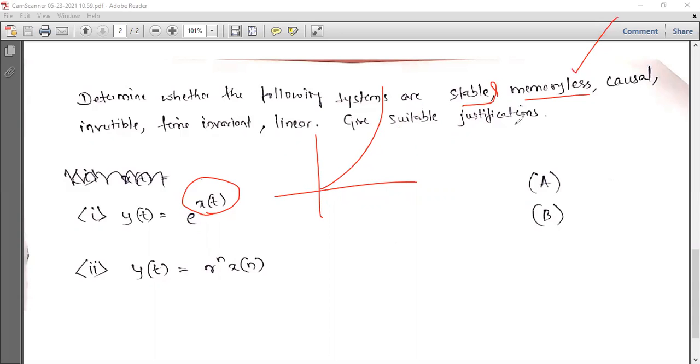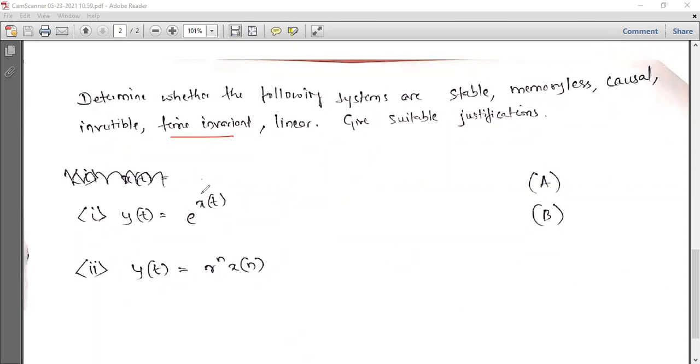Causal or non-causal? Current value only. Causal. So this was causal. Invertible, yes, and 2 to 3 students gave it correctly. It is invertible. Okay, this one was invertible. Natural log, right? Invertible. Time invariant or time variant? Somebody wrote time variant. So this is time invariant because there is no t there, right? There is no t outside x of t. So this is likely to be time invariant only.